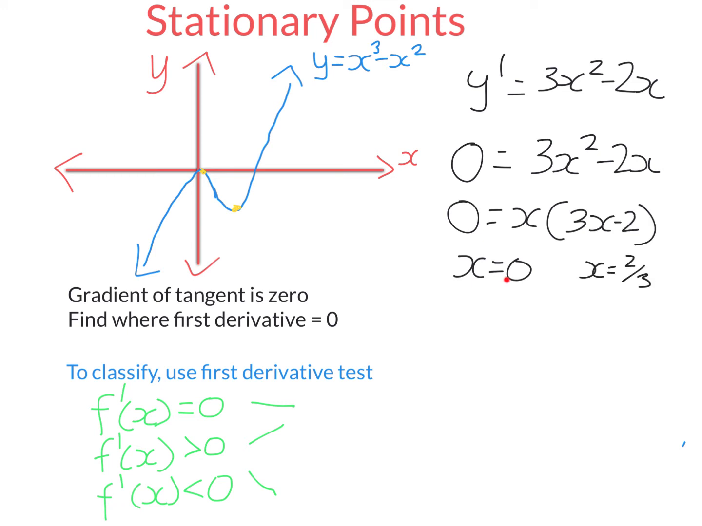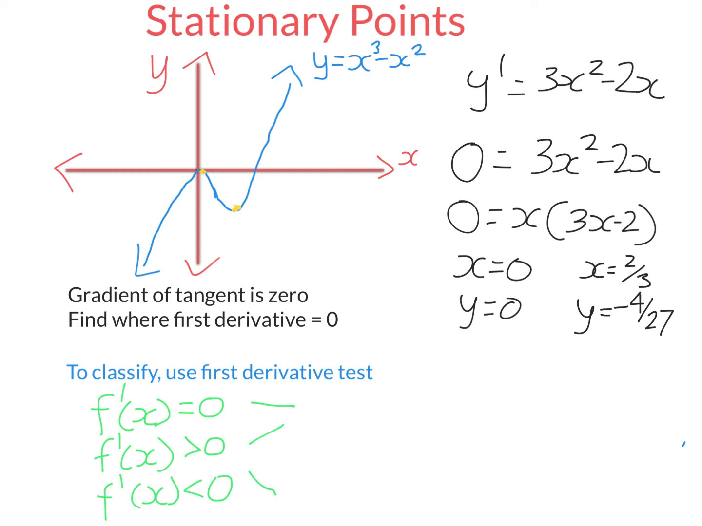So if x equals 0, substituting in, we get y equals 0. And if x equals 2/3, substituting in, we get y equals minus 4 over 27. So there are 2 stationary points, one at (0, 0), which we already knew, and this point here, which is at (2/3, -4/27).